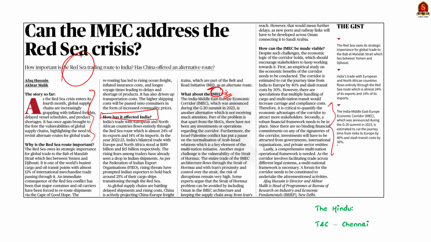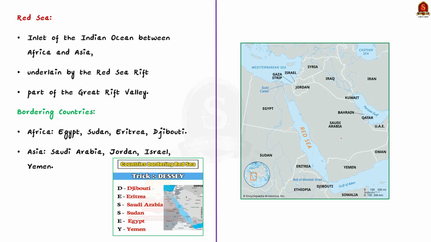In our discussion, let us discuss 3 geopolitical points which are often asked in map-based questions. They are the Red Sea, the Mediterranean Sea, and we shall also see the IMEC project. Okay, first things first, let us see about the Red Sea. See, the Red Sea is a seawater inlet of the Indian Ocean lying between Africa and Asia. The sea is underlain by the Red Sea Rift, which is a part of the Great Rift Valley. Okay, now let us see the countries which are bordering the Red Sea.